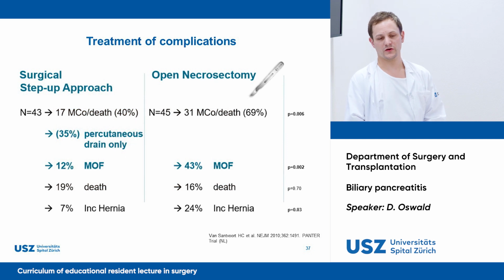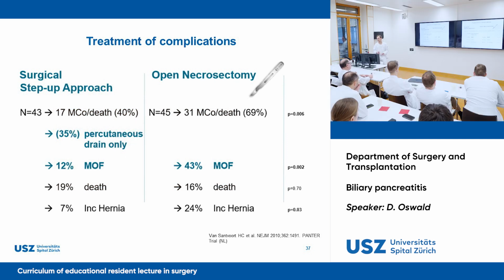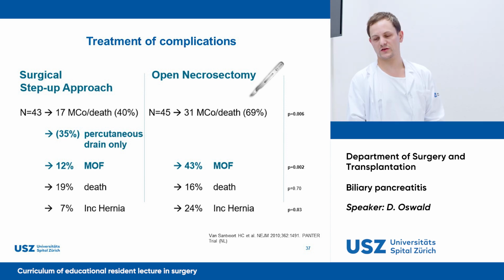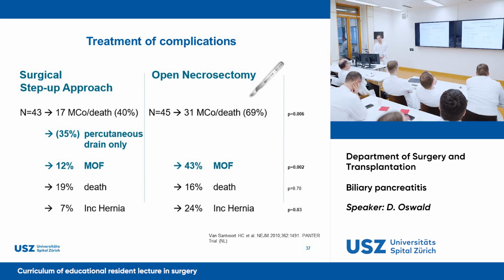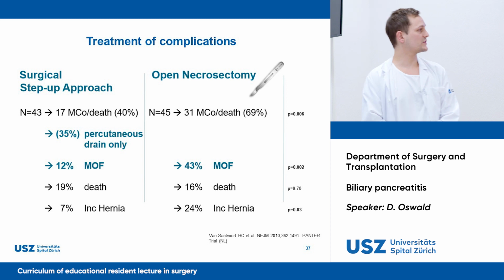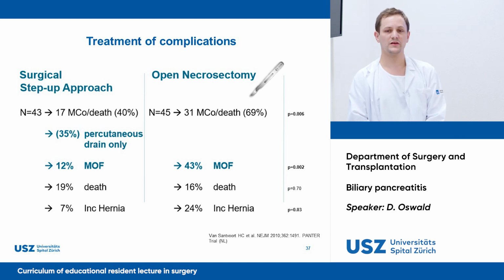The outcome of this study was to show that the surgical step-up approach was better than an open necrosectomy. There were significantly fewer multiple organ failures, 12% compared to 43% in the open necrosectomy. For death, there was no improvement for the surgical step-up approach. But important is that 35% only needed a percutaneous drain and no surgical intervention after all.